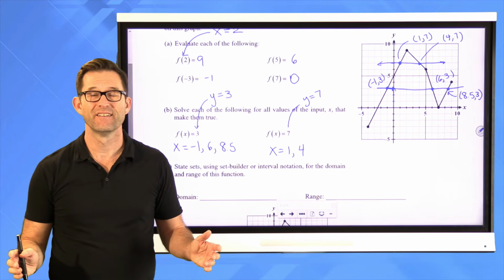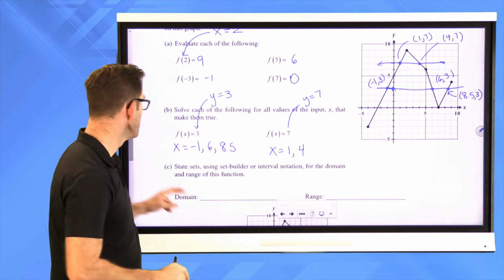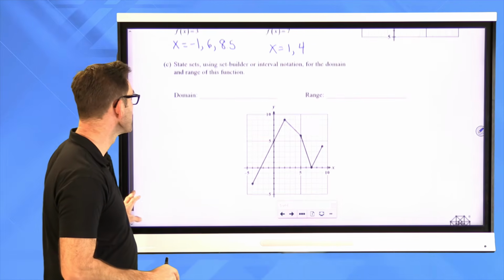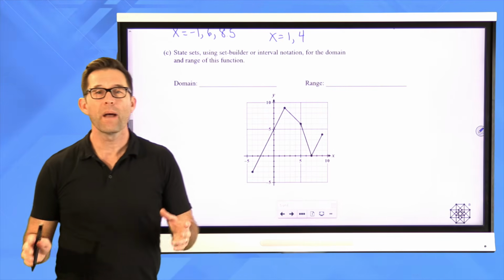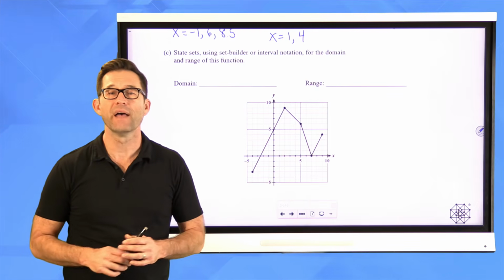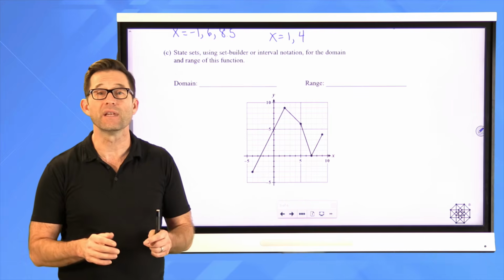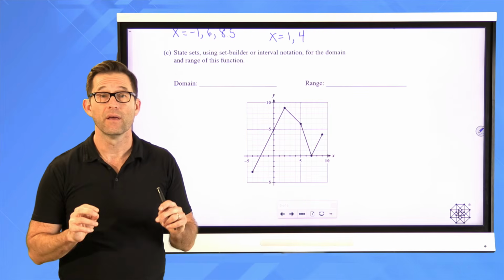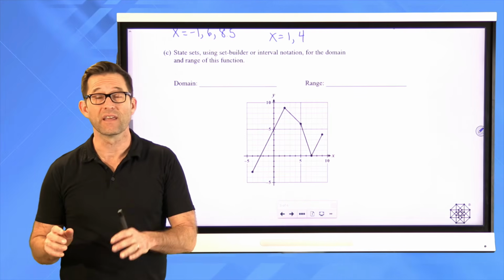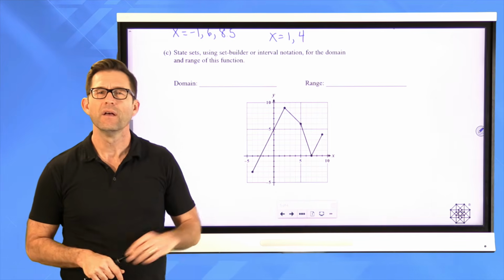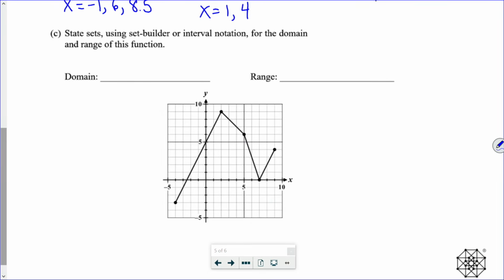That's it. Let's take a look at one more issue with this and then wrap the lesson up. Remember, we talked about functions as being rules that converted numbers, typically, that are sitting in a domain set into numbers that are sitting in a range set. Let's take a look at letter C. State sets using set builder or interval notation, whichever you like, for the domain and the range of this function.